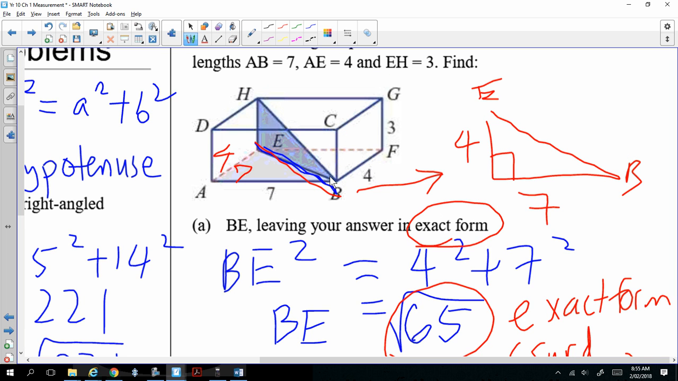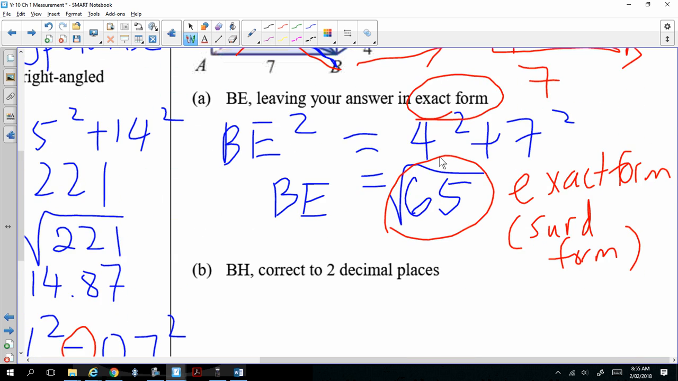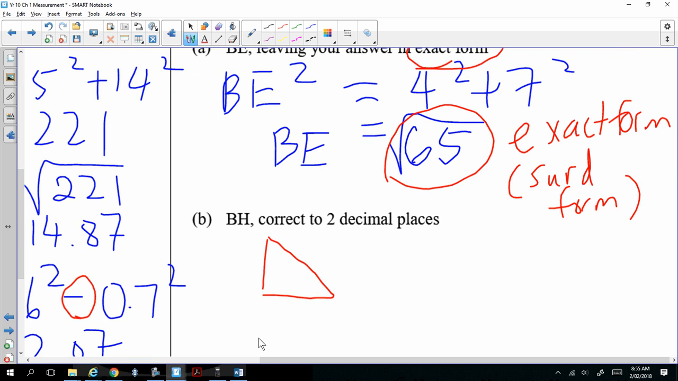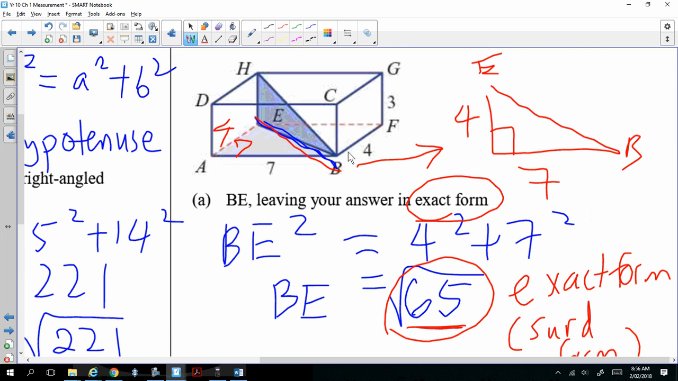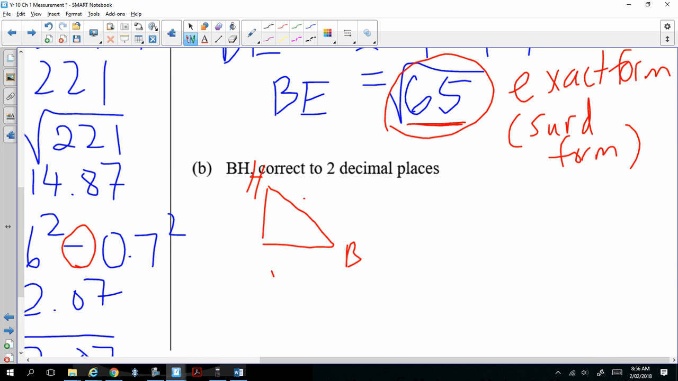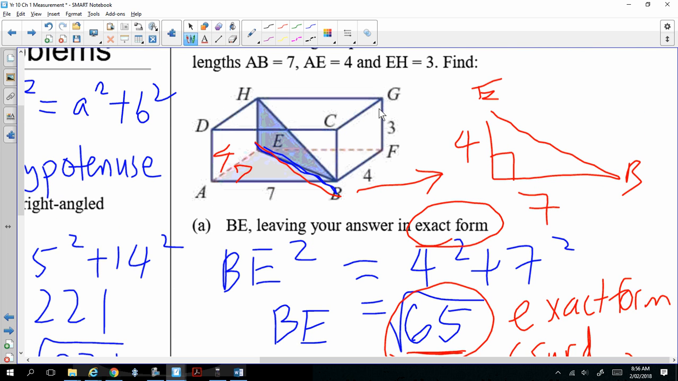BH is this length, the longest diagonal in a rectangular prism. So we're going to find BH. I'm going to draw this triangle at the bottom. So there's a triangle, and that's B, that's H, and BE is found, root 65. And the height is 3, right? That height is 3 over here, right?